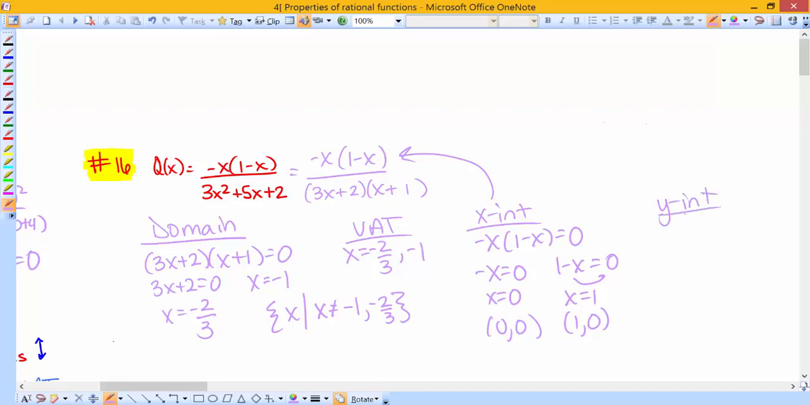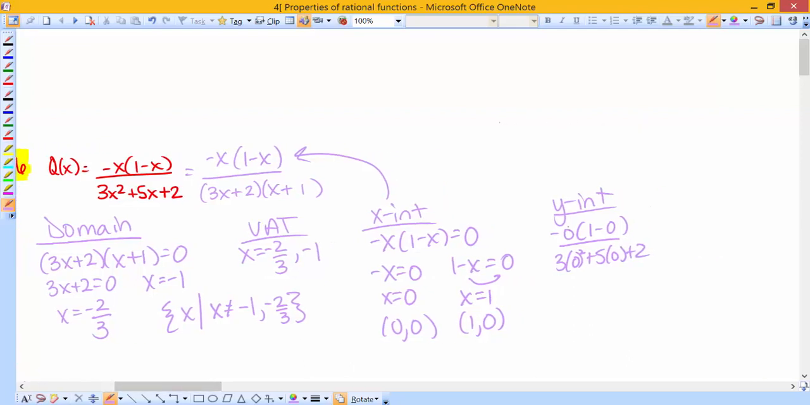And then the y-intercept, you make all your x's 0, negative 0 times 1 minus 0, over 3 times 0 squared, plus 5 times 0, plus 2. Well, I should be able to stop, because as soon as you see that 0 out front, this numerator is going to be 0, the denominator is going to be 2, which is 0. So I have a y-intercept of 0, 0.